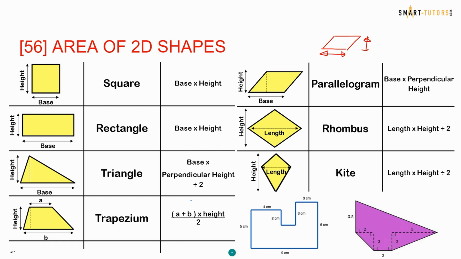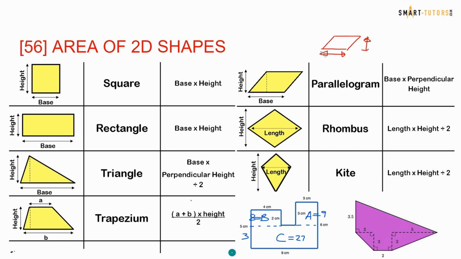You need to split this shape into a couple of rectangles and squares. So A is a square, 3 times 3, and B is 2 times 4, which is 8. If this is 9 and this is 5 and 2, this is 3. So C is 9 times 3, 27. So C is 27, A is 9, and B is 8. Add them up, and that gives the area for the compound shape.